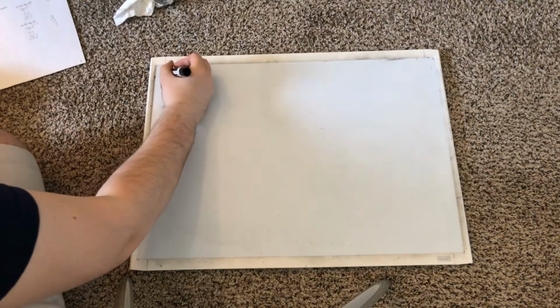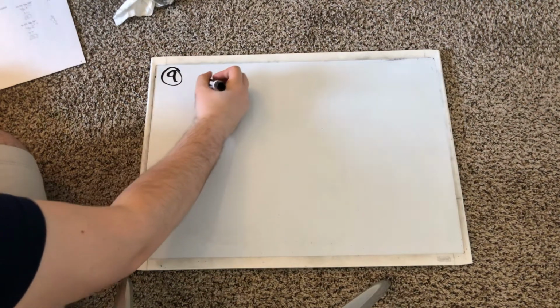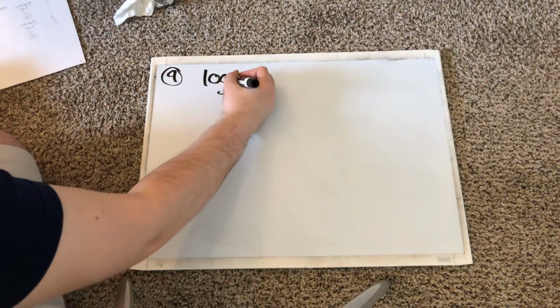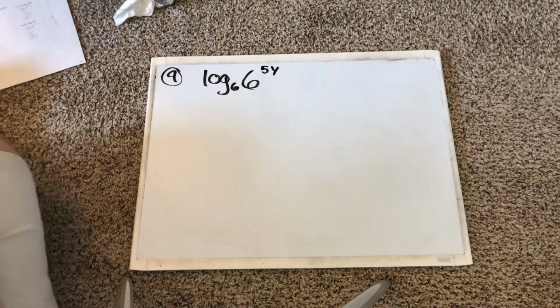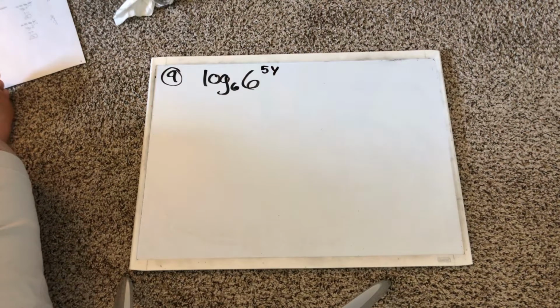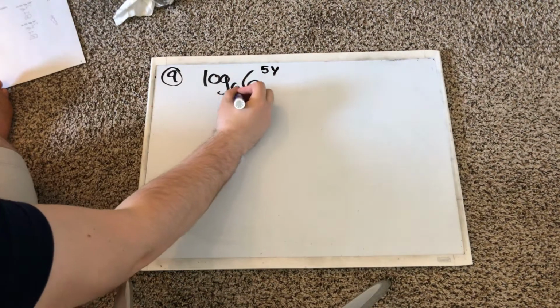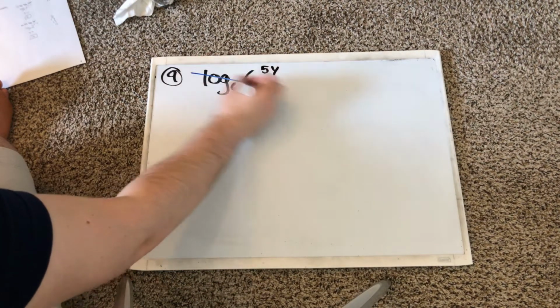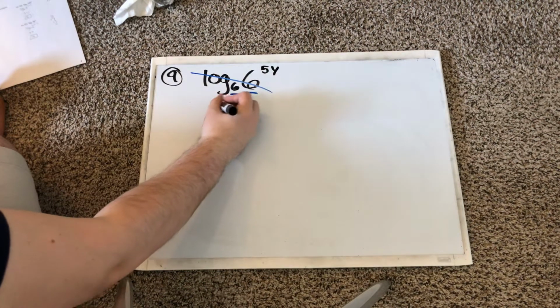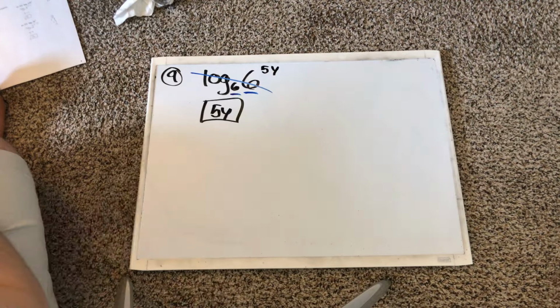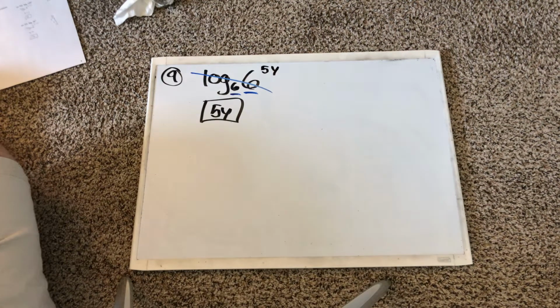So this is number 9 in the notes. If I have log base 6 of 6 raised to the 5y, it's actually not too bad. We just look and see 6 and 6, those wind up canceling out, and all we're left with is 5y. And that's it. Yeah, it's pretty easy. It's not too bad.